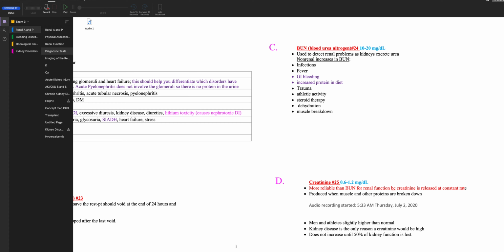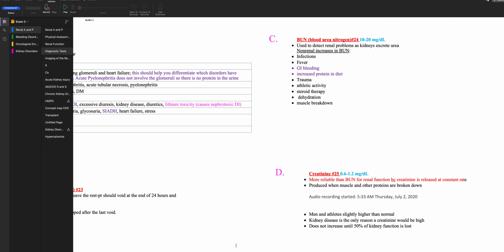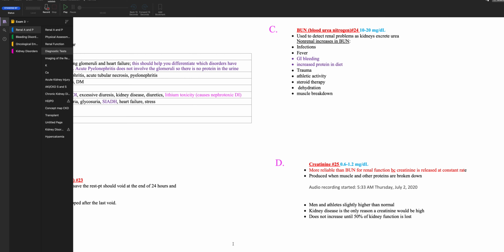The BUN is used to detect renal problems, but there's a lot of conditions where the BUN is elevated. Therefore, the creatinine is probably going to be your most reliable indicator of kidney function.